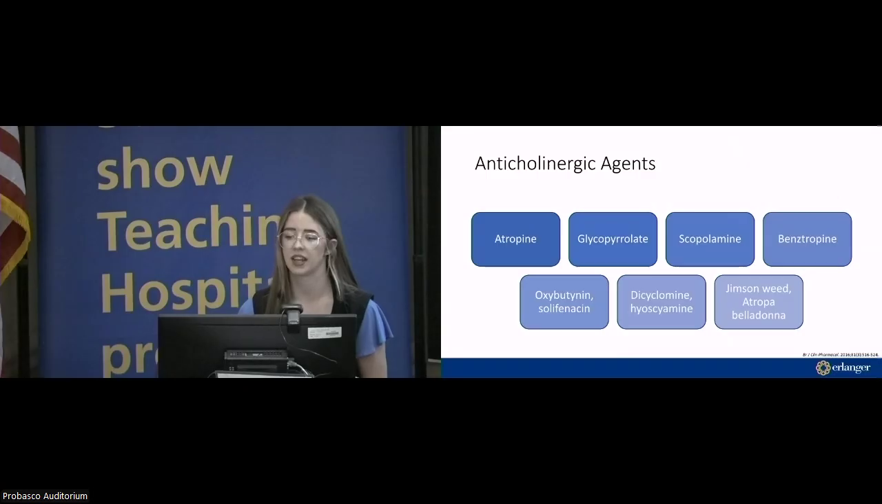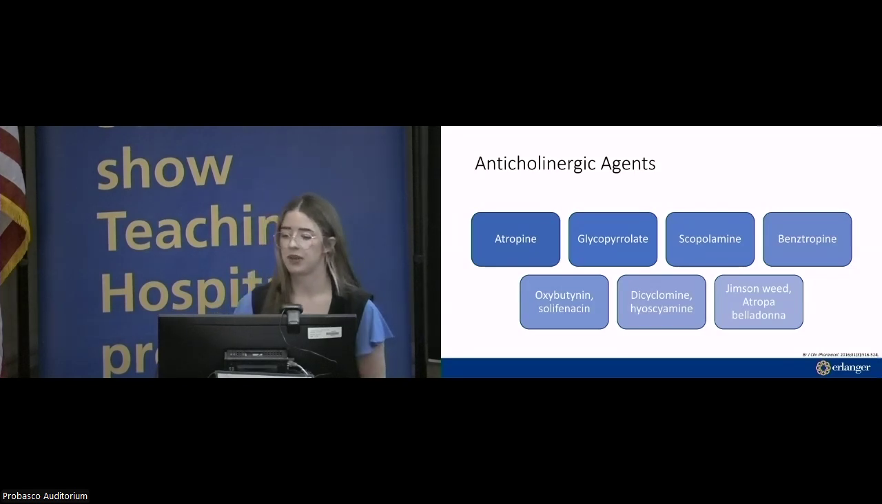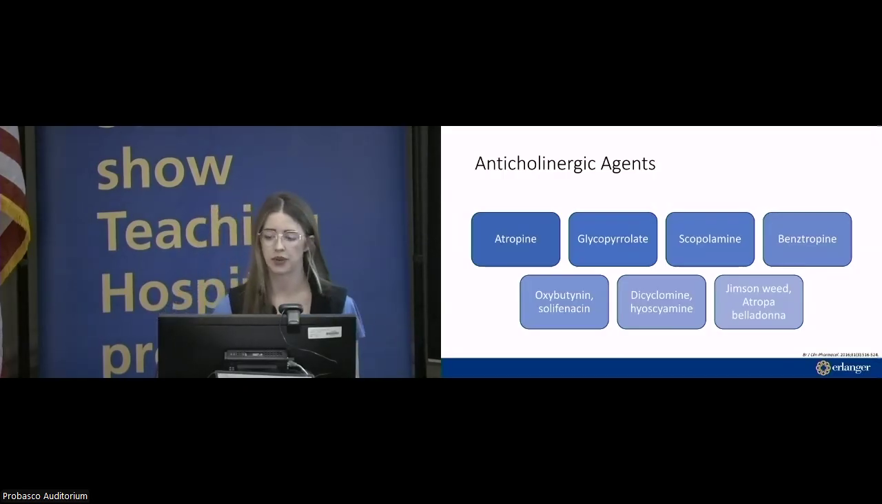Anticholinergic toxicity can come from a wide range of therapeutic and non-therapeutic agents. On the prescription side, you can think about pure antimuscarinics like atropine, glycopyrrolate, and scopolamine, centrally acting agents such as benztropine, and bladder agents like oxybutynin and solifenacin. GI antispasmodics like dicyclomine and hyoscyamine also contribute. And this is particularly in older adults that are experiencing polypharmacy as well.